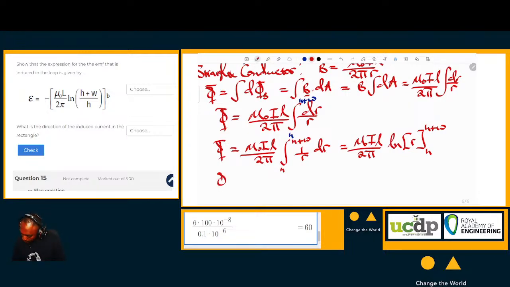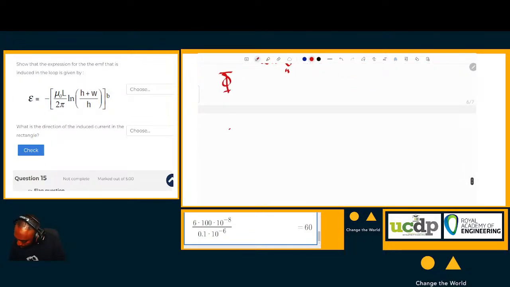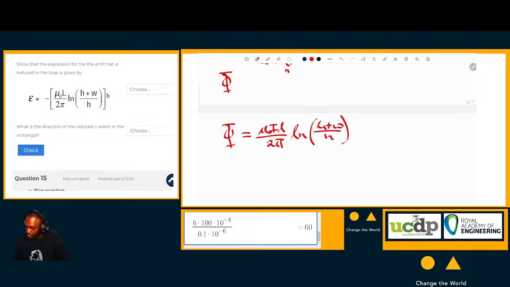And again, okay, so that means our phi is going to be upper limit minus lower limit, right? That's μ0 I L over 2π ln of the upper limit minus the lower limit, which is h plus w over h. So we've substituted in place of r. Okay, then what do we do after that?